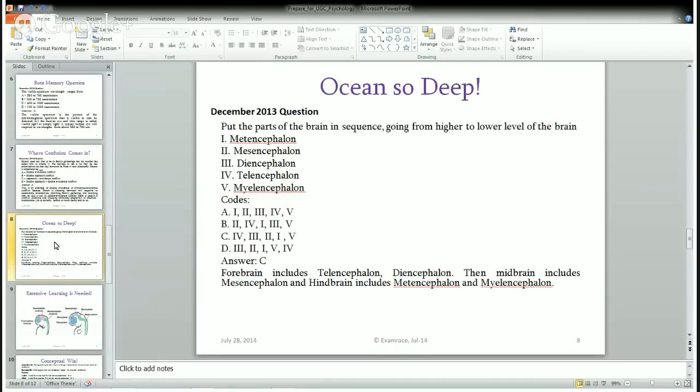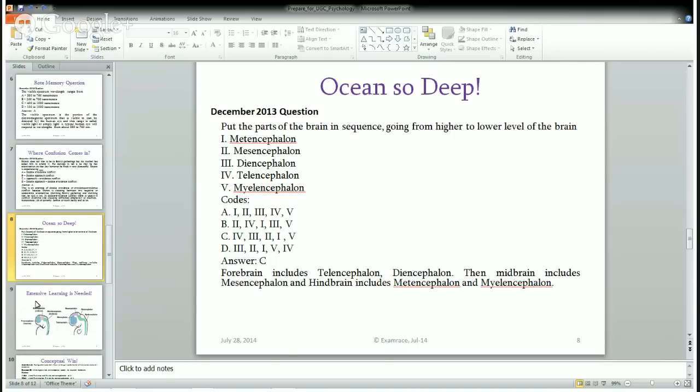The next type of question is something based on memory, but the ocean is so deep, you don't know what to study, what to leave. So this is a question from that kind of phenomena. This again is from December 2013. There are various parts of the brain that are explained, and you are asked, going from higher to lower level of the brain, what is the correct sequence?